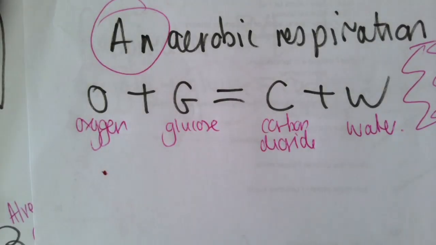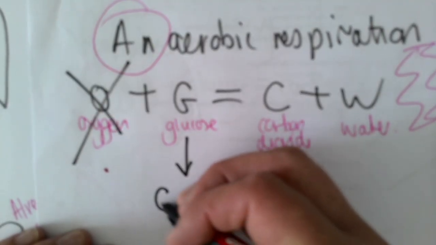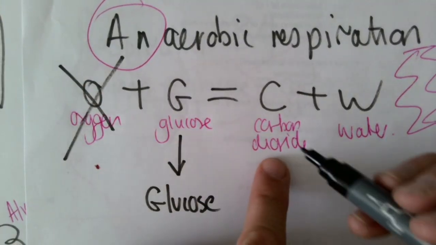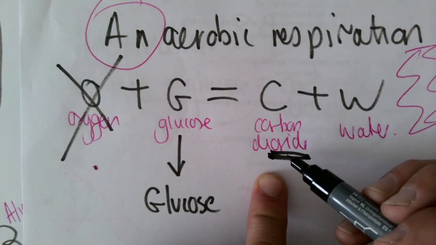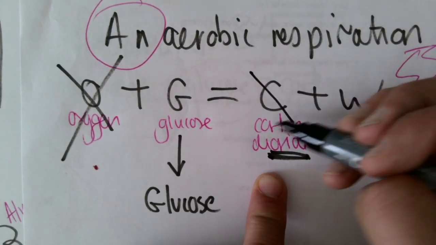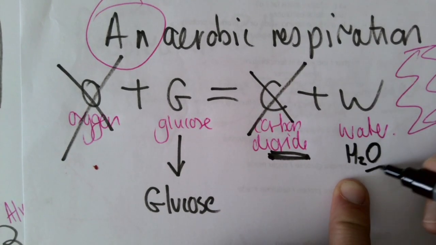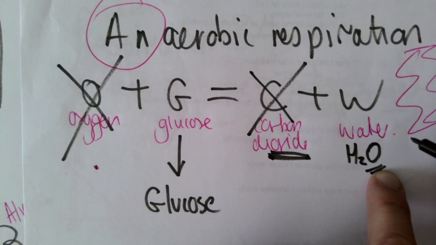But if it's anaerobic, it means against aerobic. So we do not have oxygen. So we still move that down. So we've still got glucose. Now, if we don't have oxygen, can we have carbon dioxide? Well, no, we can't. Can we have water? Well, what's the chemical symbol of water? H2O. Well, we don't have oxygen, so therefore we couldn't make water.